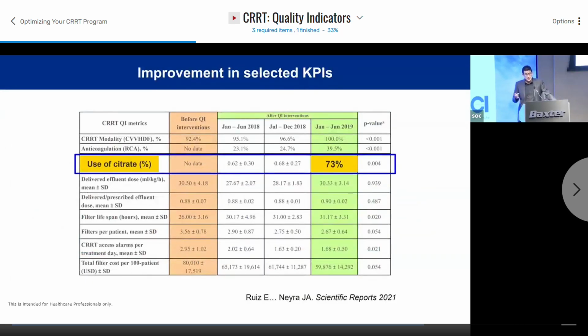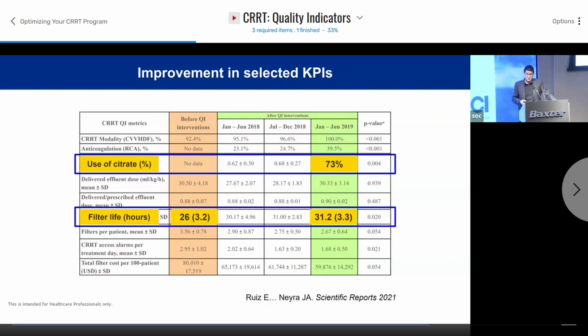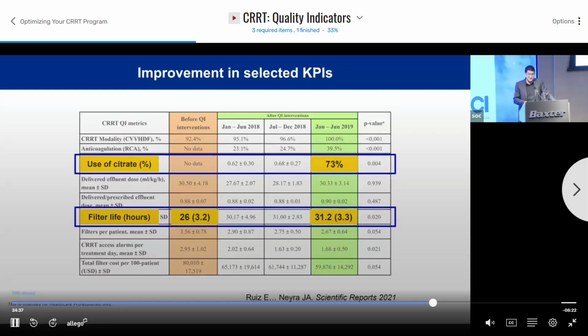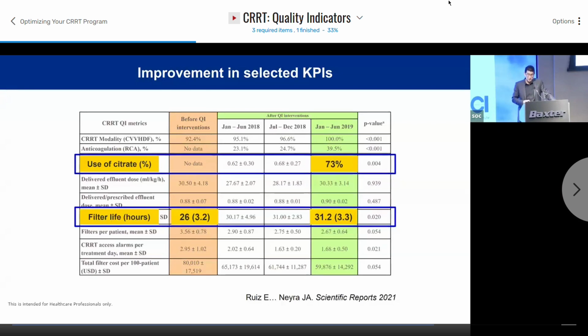And we improved some of the metrics, right? Use of citrate, we don't have pre-data because we didn't have any way to calculate it at that time, but our utilization of citrate went up to 73% after the intervention with the education we provided to the clinicians, mostly the fellows and the attendings. And the filter life, right? We were talking about filter life a lot. When we started, our filter life was 26 hours on average. We went up in a few months to 31 hours. It may look small, but this was only a few months. And if I heard correctly, I think this has kept going up, as Amy commented to me yesterday, because this is a very strong practice with good use of citrate.